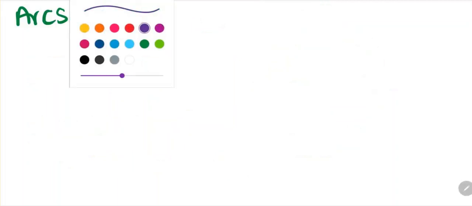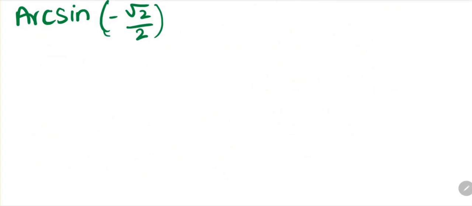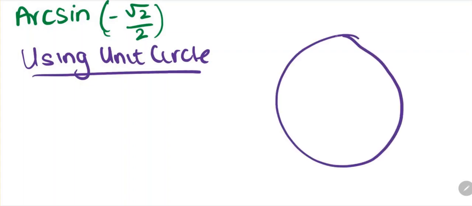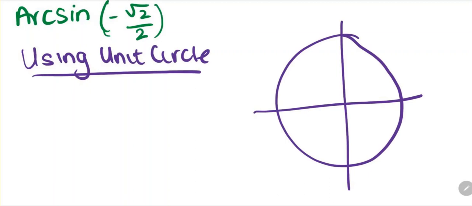Okay, so the next question we have is arcsine of minus root 2 over 2. So this is the inverse of sine. And we know that sine is the y value. So we're looking for when the y value, so we'll have a look at the unit circle first. So using the unit circle, we want a negative value for y. So this is at pi over 2. Pi, and 3 over 2 pi.